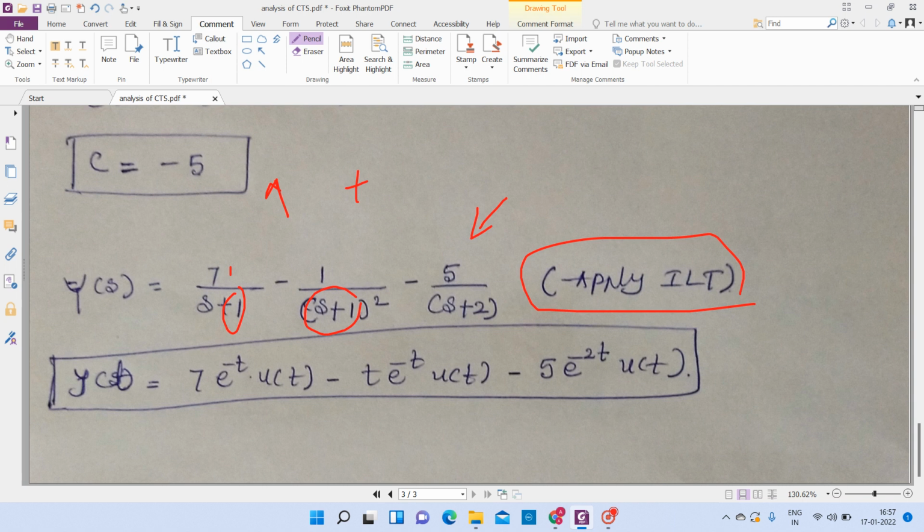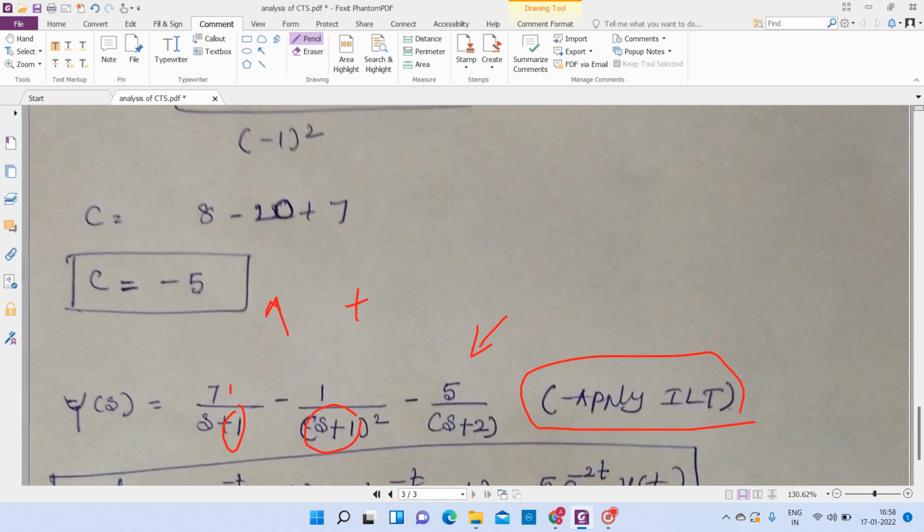So minus 5 is the constant term. You have to apply the inverse Laplace for 1 divided by s plus 2. So e to the power of minus 2t u of t. So this is your final equation. You have determined the y of t equation from the differential equation, right?